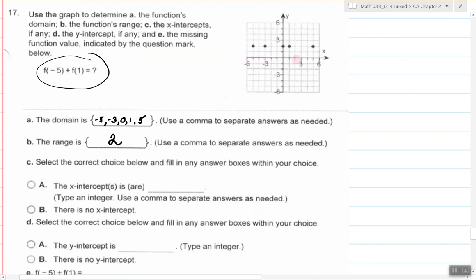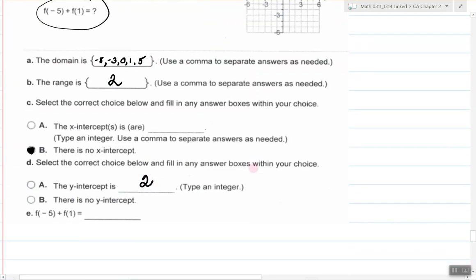X-intercept, this time there's none. This function does not ever touch the x-axis. Y-intercept, here's the y-intercept, and the y value of that point is 2.